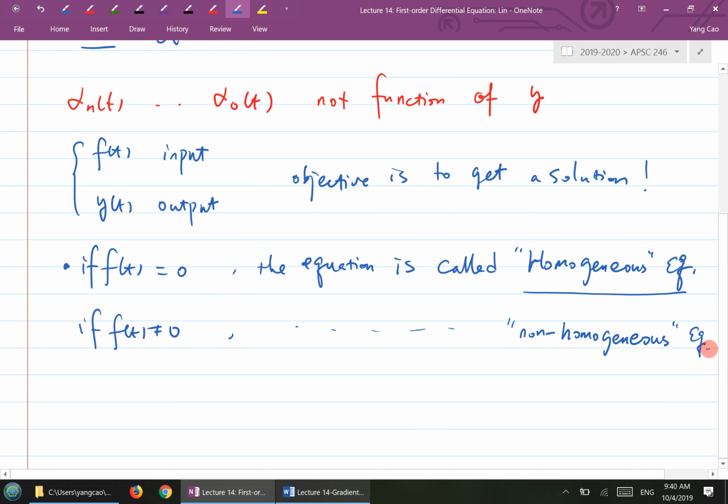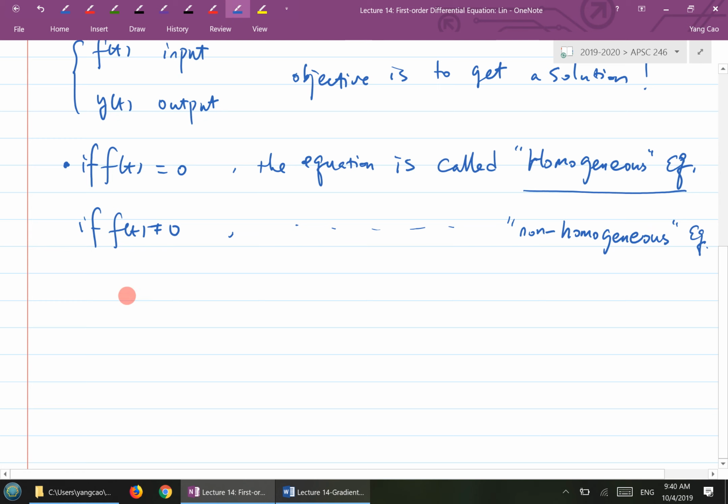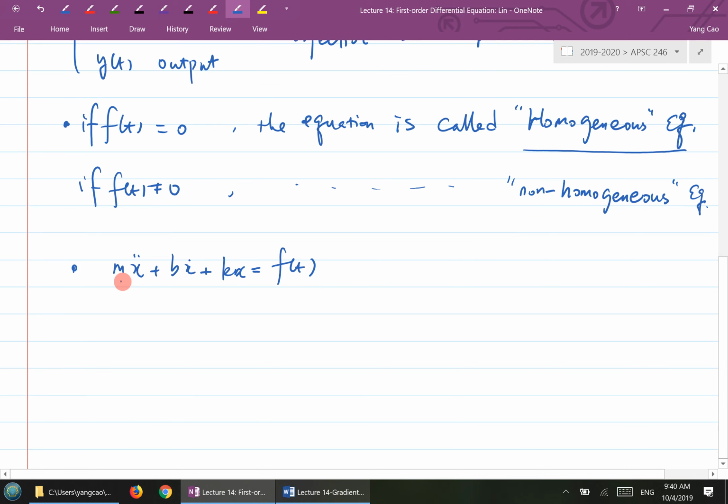Now we have given you a few examples in the previous lecture. So for example, you have m x double dot plus b x dot plus k x equal to f of t. In this kind of example, if we consider m, b, k as constants, constant numbers, then we call this kind of system a time invariant system. In particular, this has become a linear time invariant system because this is a linear ODE, right?